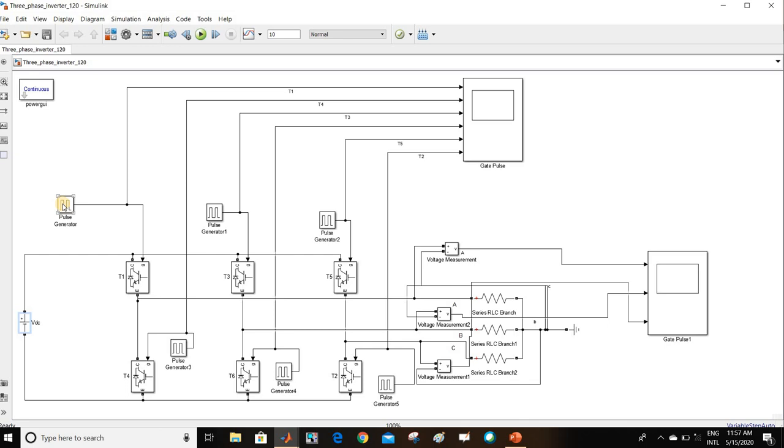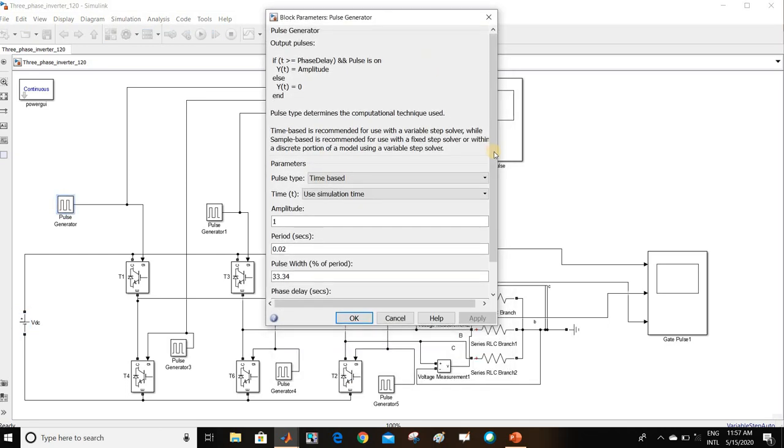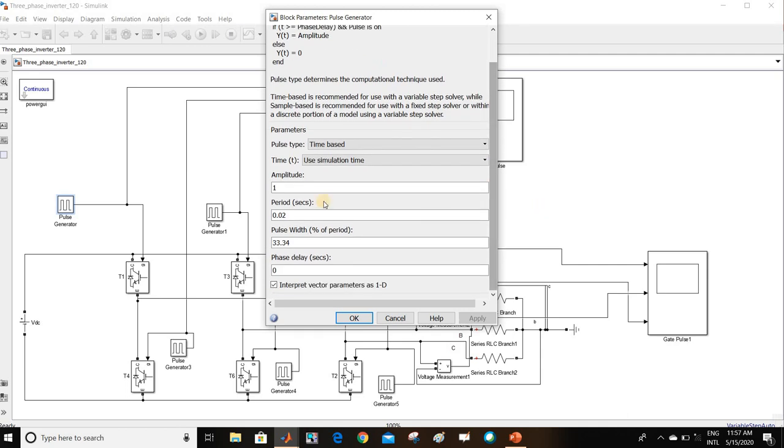First we will select the pulse generator for thyristor 1. For thyristor 1, the amplitude we have selected as 1. You can take it as 5 also. The time period will be 1 by frequency, that is 1 by 50, which is 0.02.